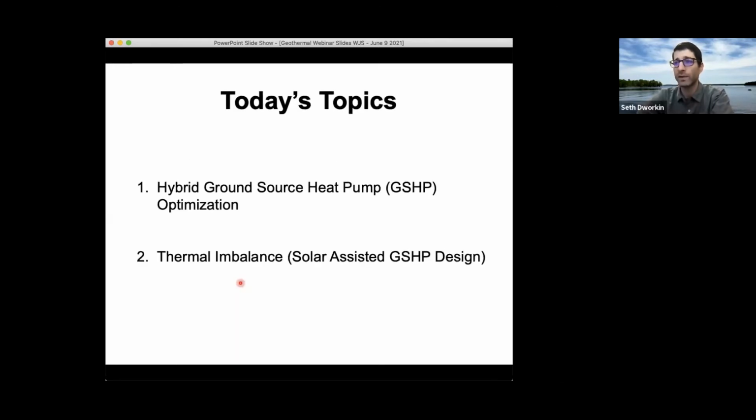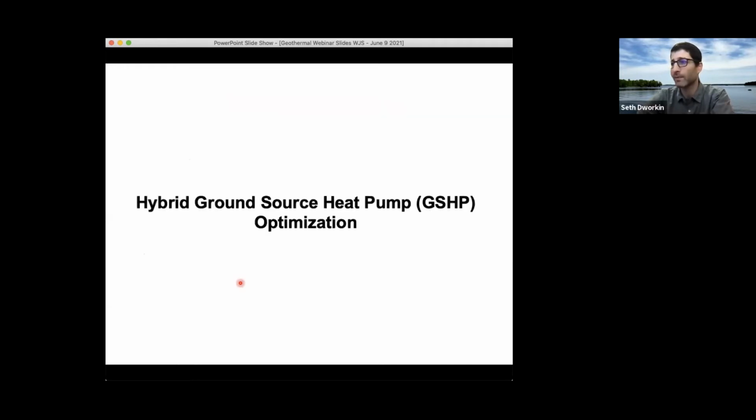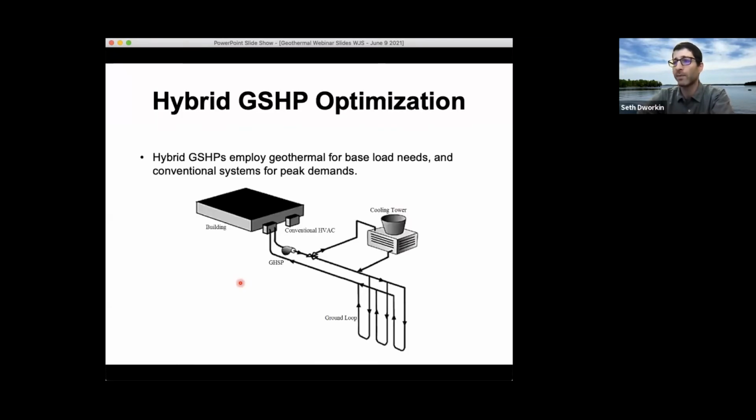So the first topic I'll dive into is hybrid ground source heat pump optimization. Then I'll talk a little bit more about thermal imbalance. So hybrid ground source heat pump optimization.